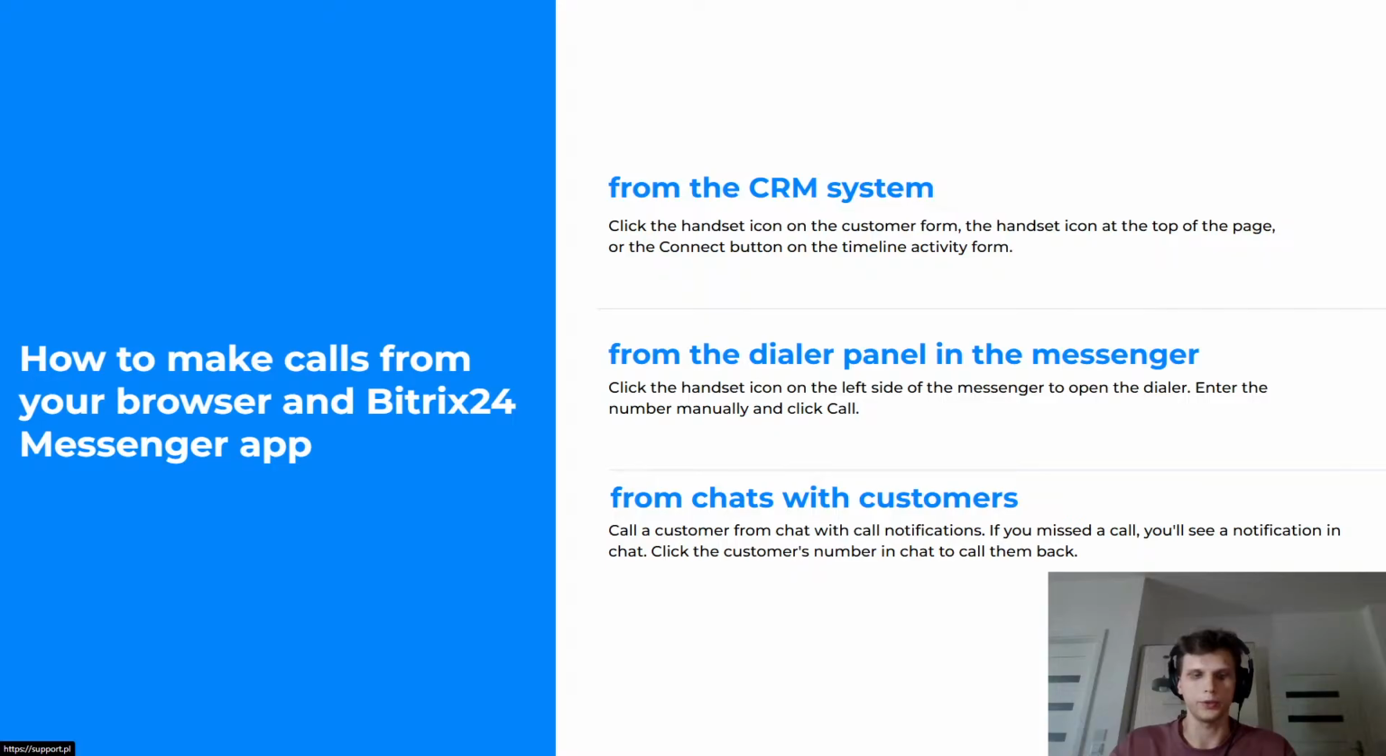Let's look at the first option, making calls from the CRM system. On the client's form, you will see the phone icon. Just click it and the call starts immediately. You can also find the call button at the top of the page or on the activity timeline. The best part is that every call is automatically logged, connected to the right lead or contact, and stored in your CRM for future reference. This makes communication structured and traceable.